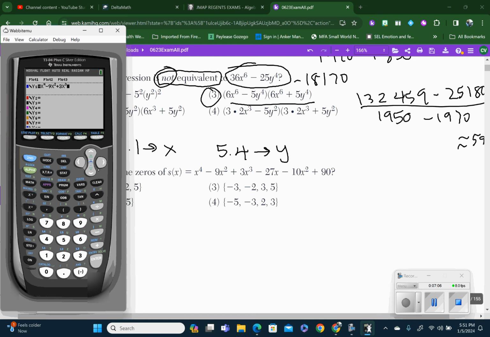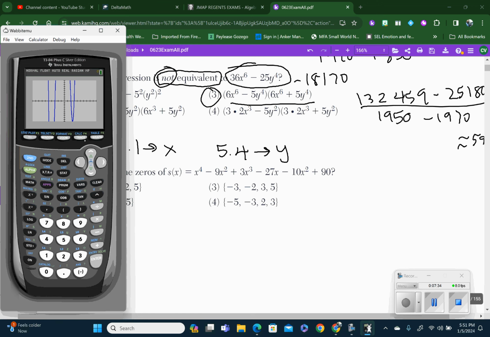Okay. Minus 27x minus 10x squared. And you could combine like terms here, but in my opinion, why do you need to? Because you could just hit graph, and remember what we did last time, right? If you don't see it, you're going to have to change your window. You're going to have to figure out, do we have to zoom out, zoom in?